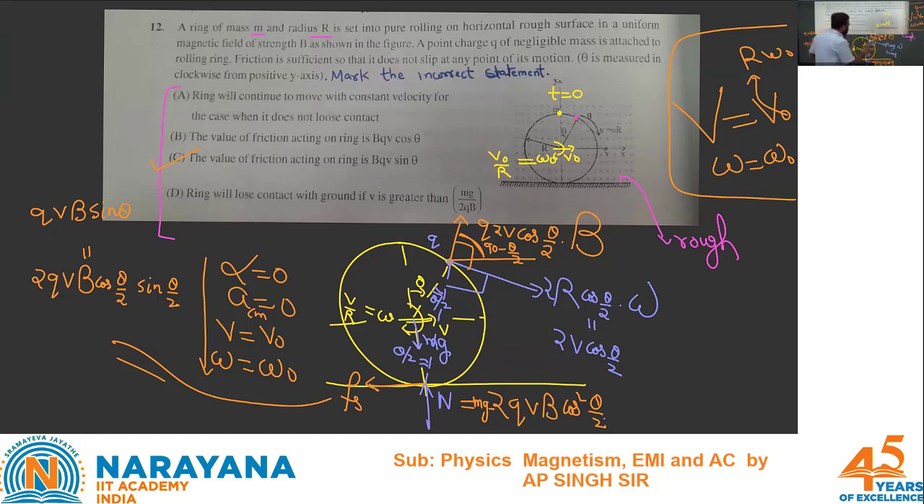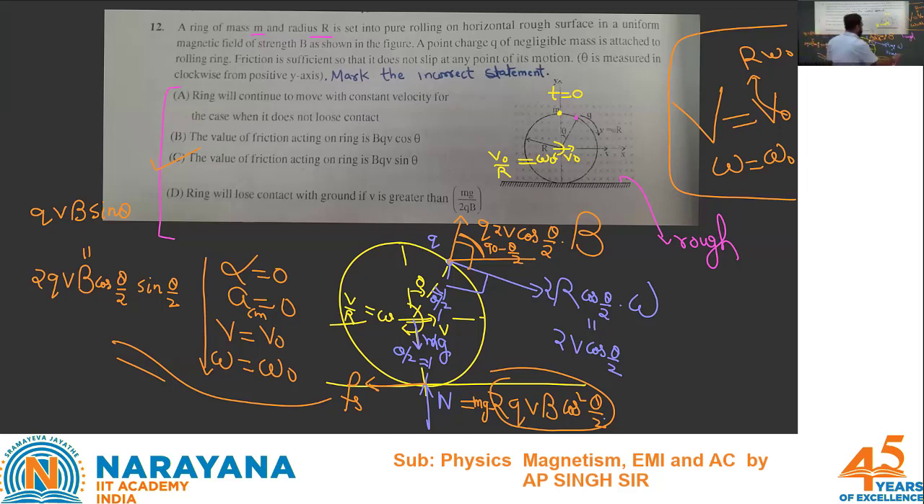So practically, my interest was this person is having the highest value at the highest point. So there, the normal reaction is least. When the charge is at the highest point, the normal reaction is least, and if the ring does not lift at that point, it will not lift anytime, ever. So put theta equal to 0. So mg upon 2qB. It will lose contact with the ground if V is greater than this.